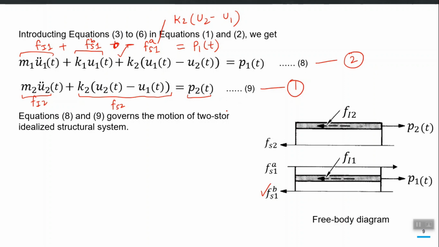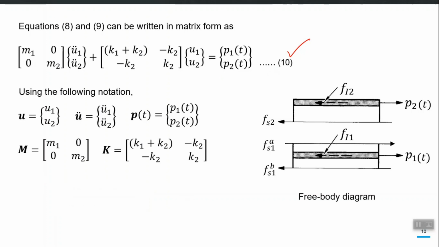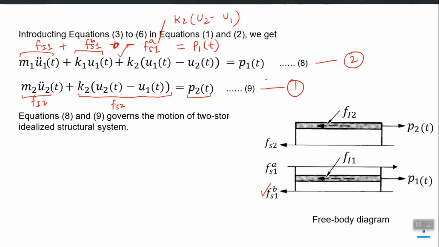Now, because these are two equations, by their composition we can see that we can summarize them, or represent them, in one matrix equation, which is equation 10. If you carry out that multiplication in equation 10, you will see that you get two equations, which are actually equations 8 and 9. So you can condense these two equations into one matrix equation. How? You can make one m1 0 0 m2 matrix multiplied by the u1 double dot, u2 double dot vector.